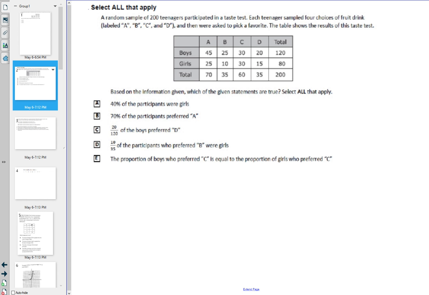If this were to be true, we would take all the girls. How many girls are there in total? 80 total girls participated, that's this number, and divided by the total participants, which are 200. And when you divide 80 by 200, you do get 0.4. So that is correct.